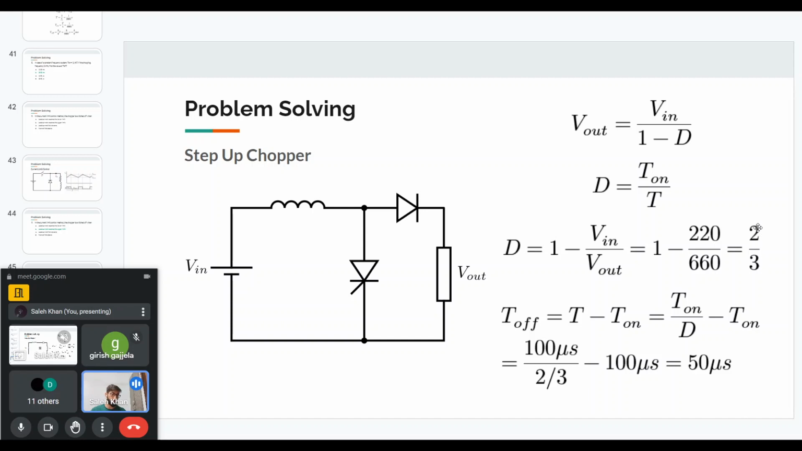So two-thirds. That basically means the switch is on for two-thirds of the total time, and you are given the on time. So the off time will be the other one-third of the time. You can easily find that T off is T minus T on, and T you can find as T on divided by D from this equation, and you will get that T off is 50 microseconds. So the answer is A.